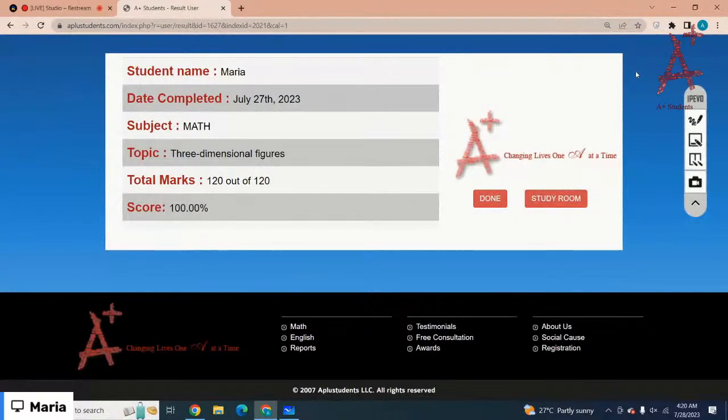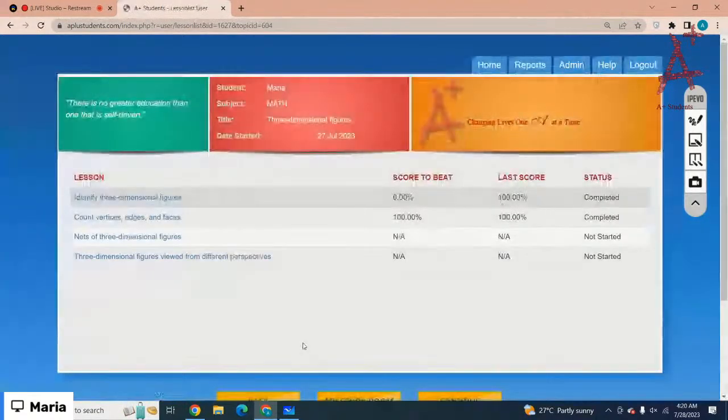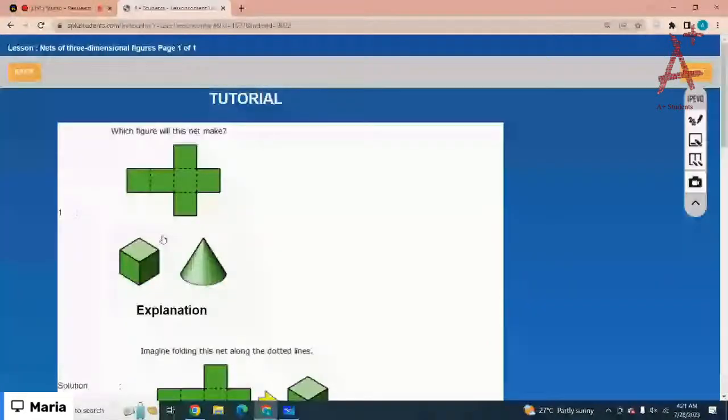Okay, we are done with the lesson. Let's start with the next lesson. The next one is nets of three-dimensional figures. Which figure will this net make? So you are given a net, you have to see if you fold the net, what figure you will make.